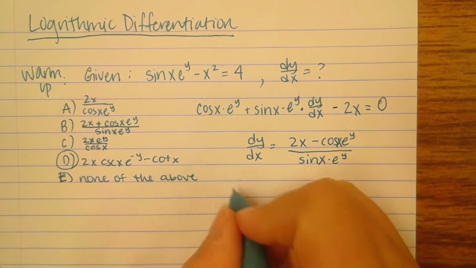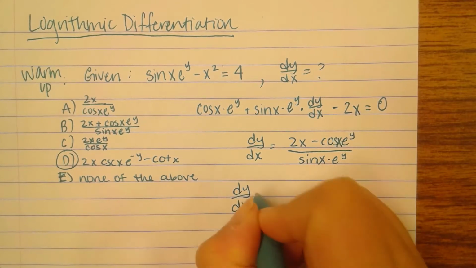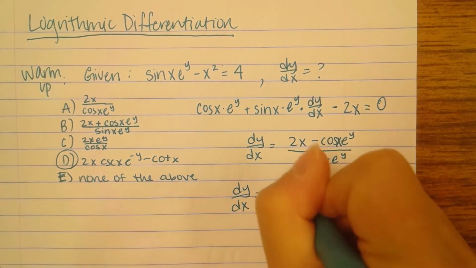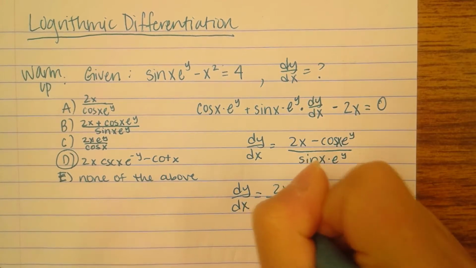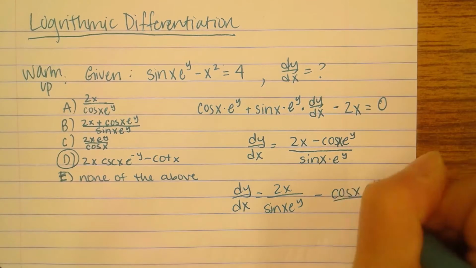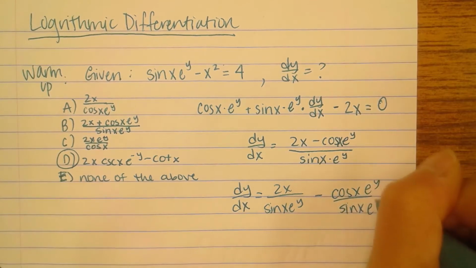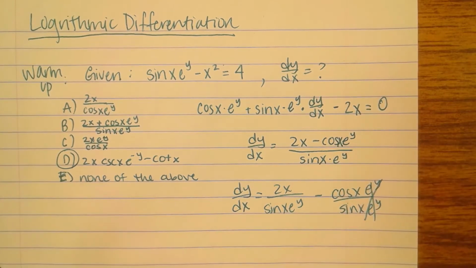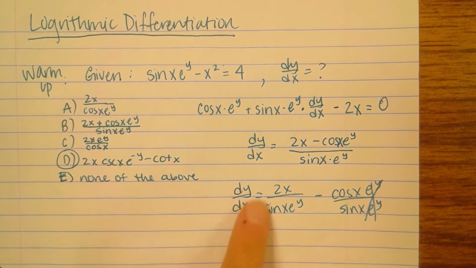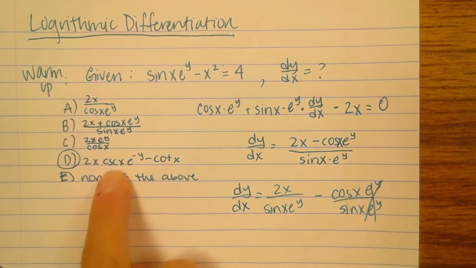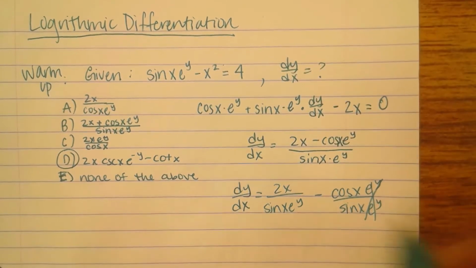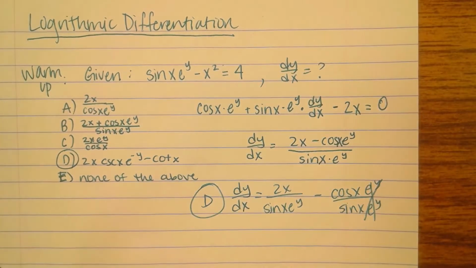So if I rewrote this function as 2x over sine x e to the y, and then minus cosine x e to the y over sine x e to the y, my e to the y's would cancel out over here. Cosine over sine is cotangent. I'd have 2x, 1 over sine is cosecant, and then 1 over e to the y is e to the negative y. So this is equivalent to my answer here of D.